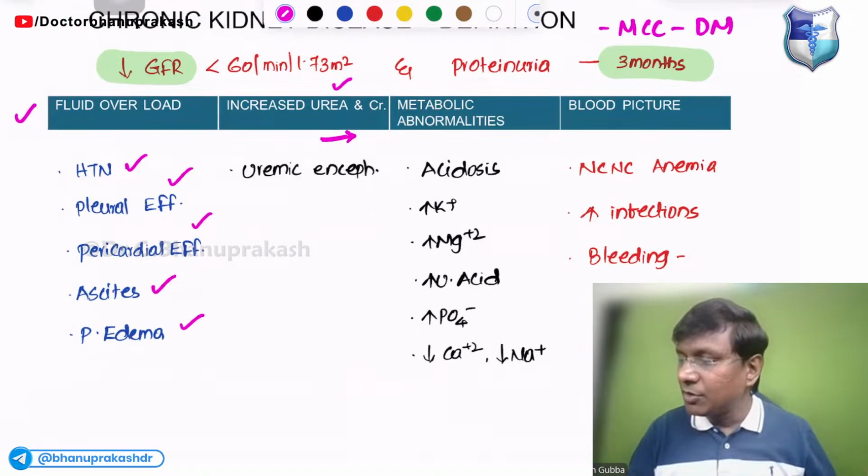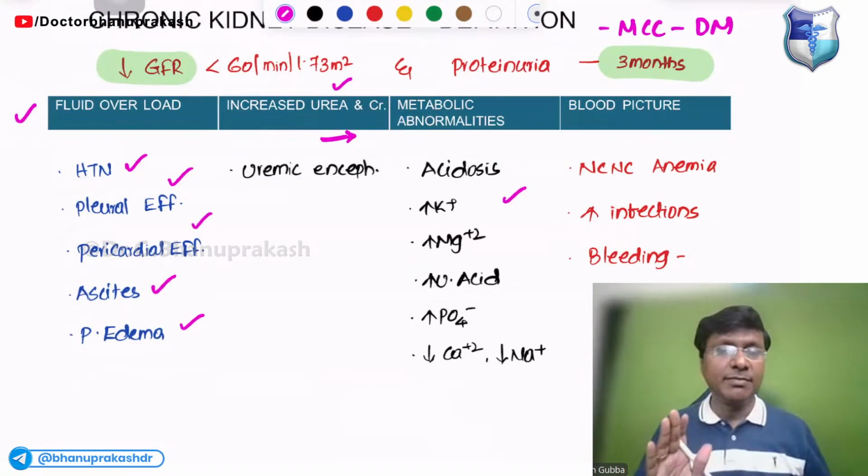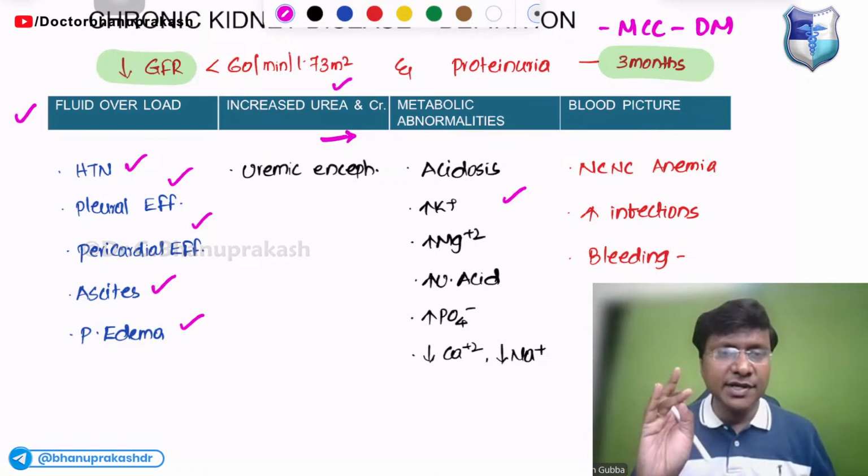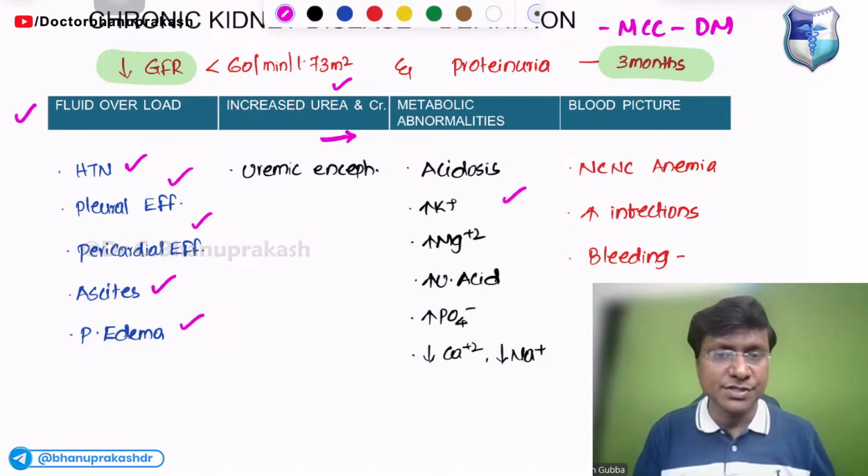Now, what are the metabolic abnormalities? Metabolic abnormalities in chronic kidney disease will be acidosis. Why is there acidosis? Because of impaired excretion of ammonia. That is one reason. The second important reason is due to increased bicarbonate excretion. These are the two reasons why there will be development of acidosis, right?